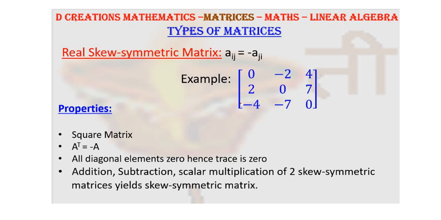So these are the real skew-symmetric matrices. Now, in case of complex valued matrices, they have their equivalents in terms of Hermitian matrix, etc. So we will be talking about it in some upcoming episodes.